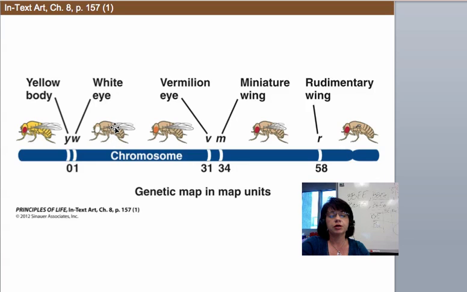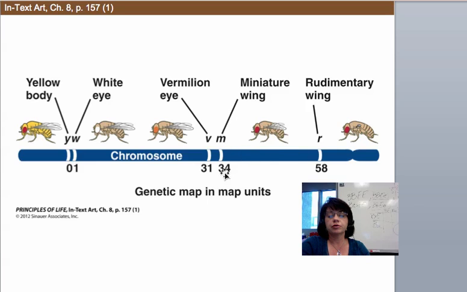Actually, that's a really bad example to put on here. Ignore that for right now. I'll just say the eye color. Here's another eye color mutation. Vermilion's kind of orangey looking. Mini wings, M, and then rudimentary wing, which isn't even a vestigial wing, it's just a bud.